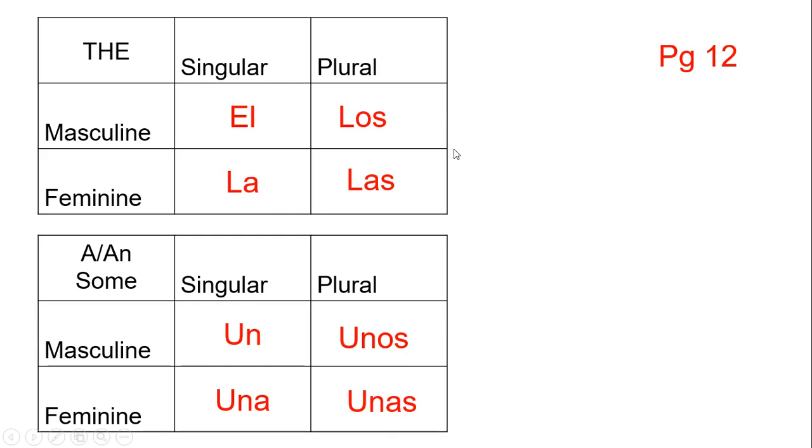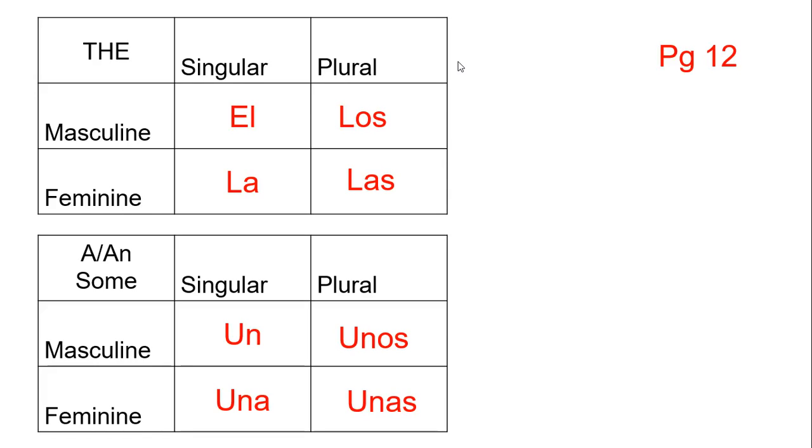All 4 of these words, el, la, los, las, mean the. In English, we don't have a difference between the book and the books, plural, but in Spanish we do. El libro, los libros. Everything in Spanish, we've already talked about having to match gender, whether you're describing masculine or feminine, but now we also have to match the quantity. Is it 1 or is it more than 1? Is it singular or plural?